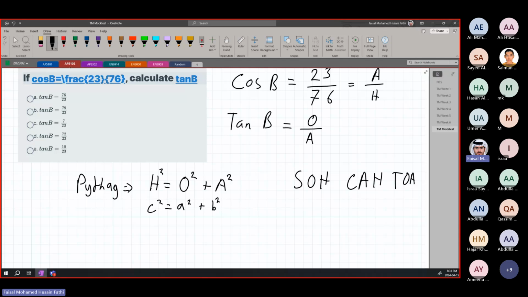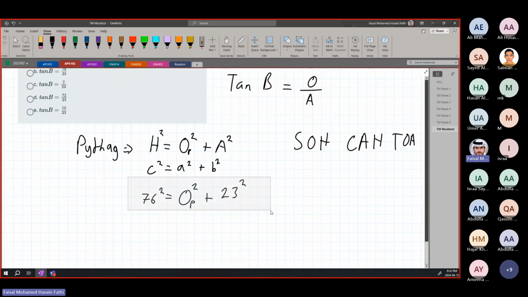So the hypotenuse is given as 76, and our adjacent is given as 23. If we substitute into the equation, we get 76 squared is equal to the opposite squared, plus 23 squared.